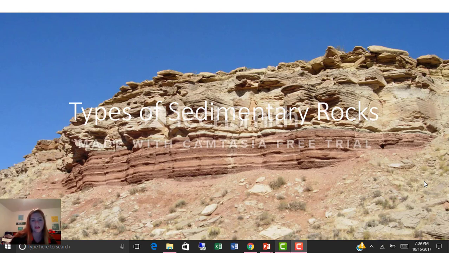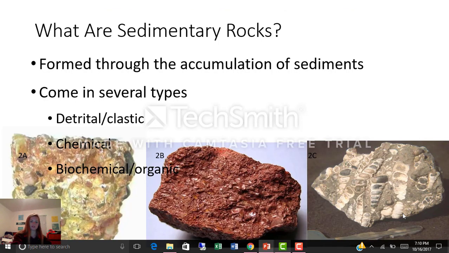Alright, so what are sedimentary rocks? Sedimentary rocks are formed through the accumulation of sediments. They come in several types, including detrital, sometimes called clastic sedimentary rocks, chemical sedimentary rocks, and biochemical/organic sedimentary rocks. Figure 2a is a conglomerate, which is an example of a detrital sedimentary rock.